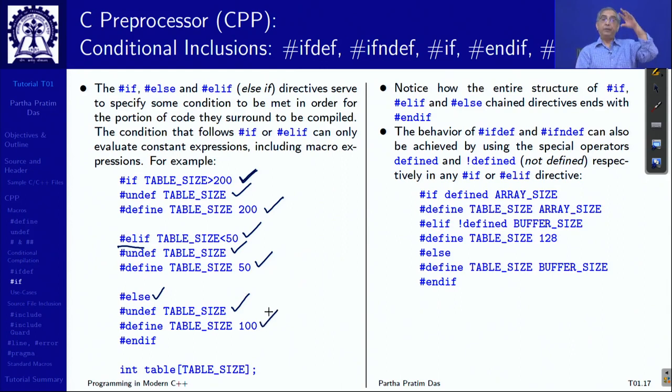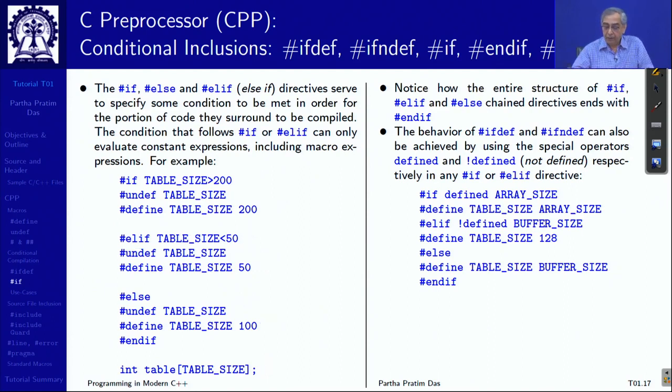So, if table size is not defined at all, it will fall to the else. If it is defined as anything between 50 and 200, it will fall into 100, and then you use the table size. So, you can make any kind of logic like this and make use of that.